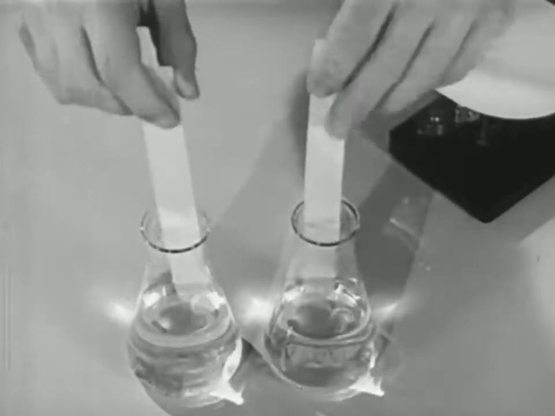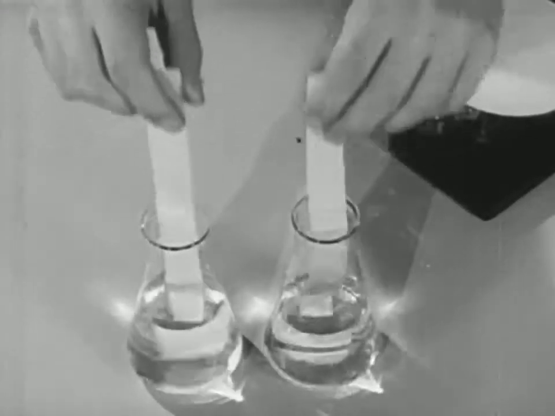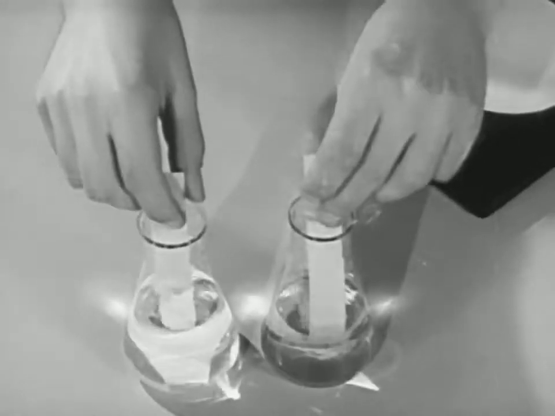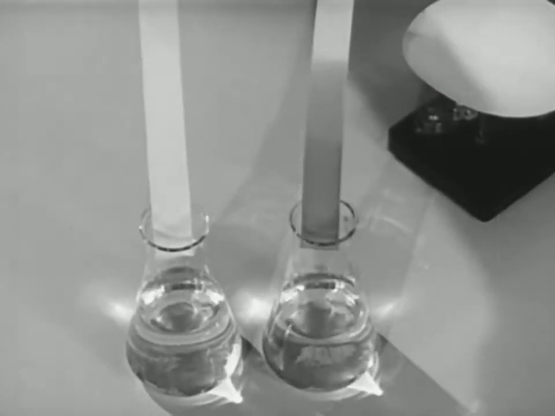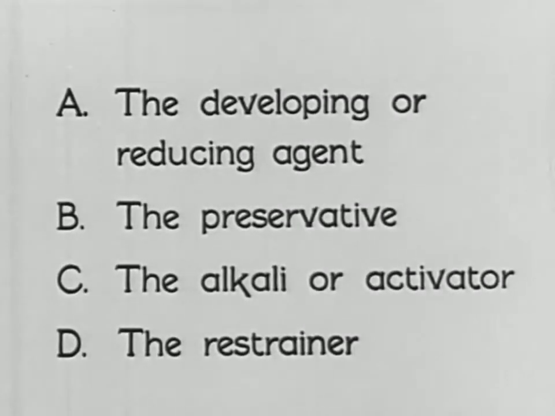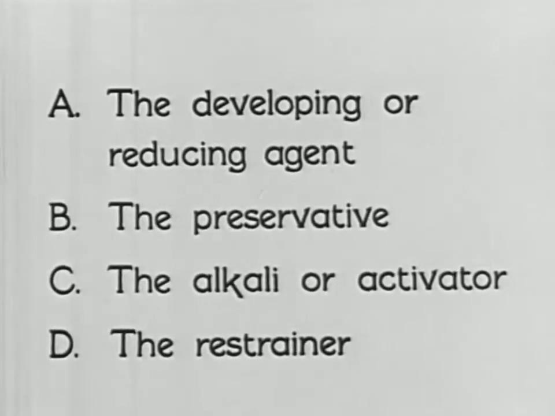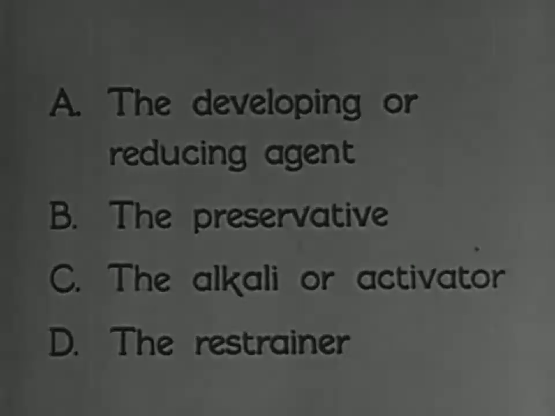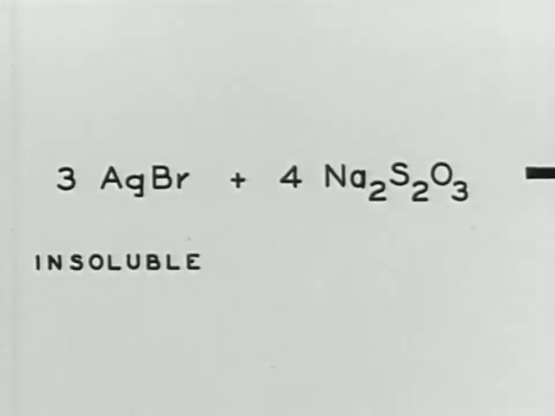Both flasks contain complete developing solutions. An excessive amount of potassium bromide has been added to the one on the left. Now we see that the solution with the excess bromide does not develop at all. These, then, are the ingredients of a developer. A, the developing or reducing agent. B, the preservative. C, the alkali or activator. D, the restrainer.